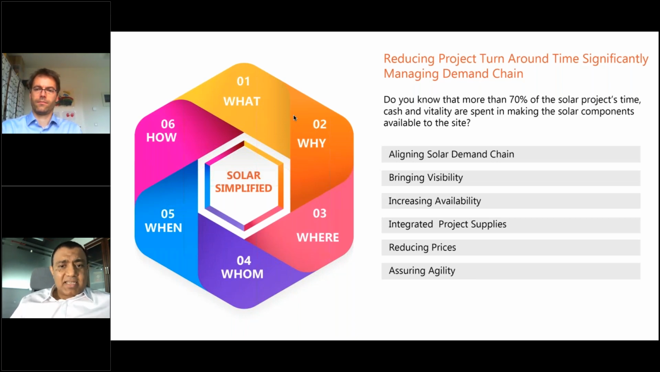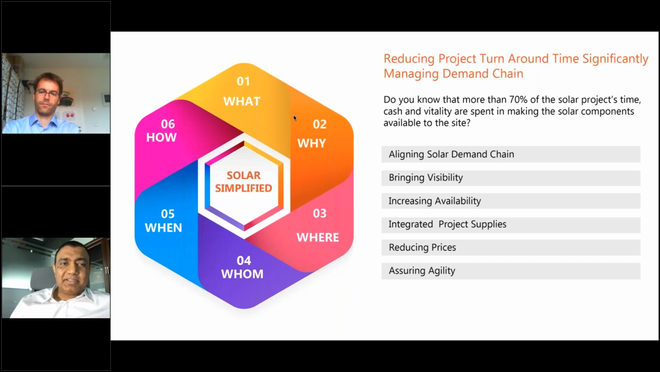As I explained to you, why there was a need for something like this, and where mostly this can be deployed: anything up to 3 to 5 megawatt projects on a rooftop.